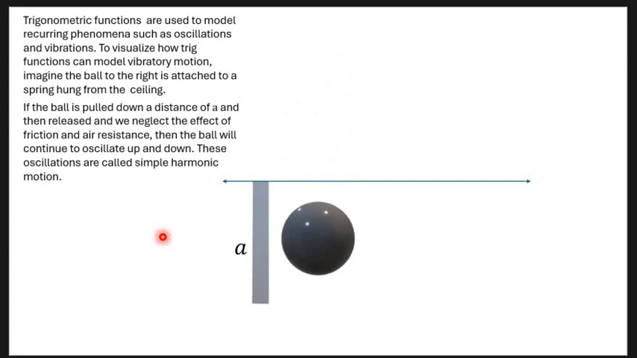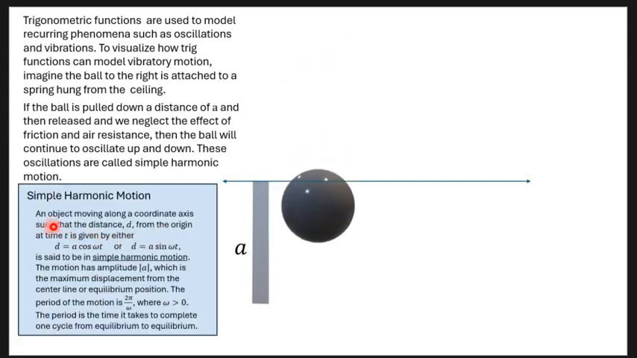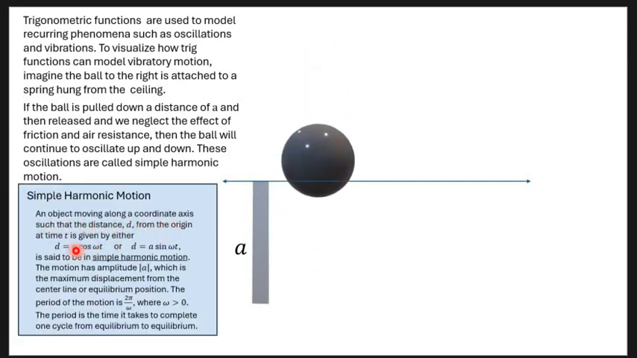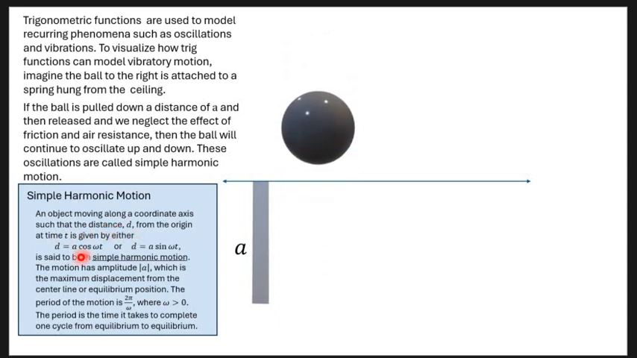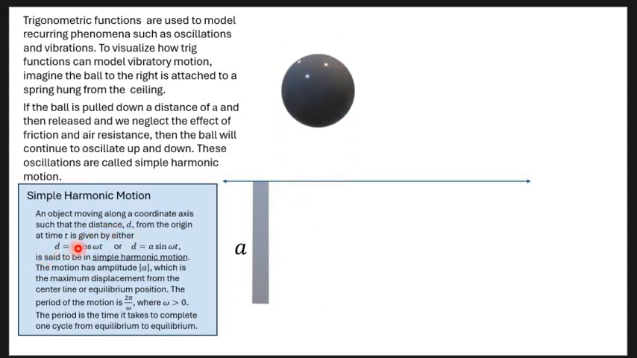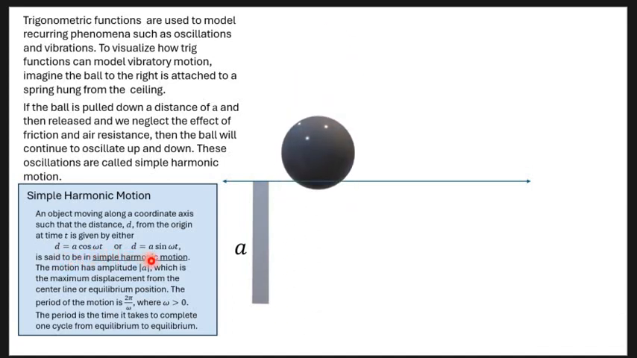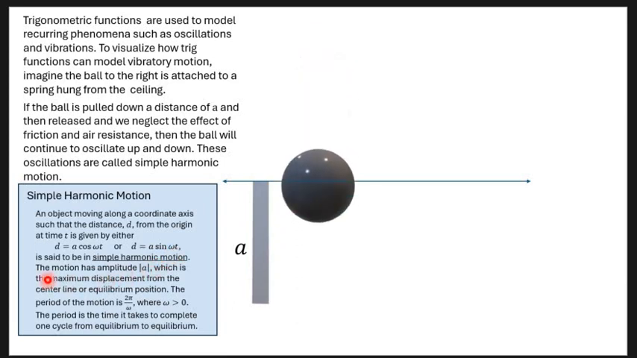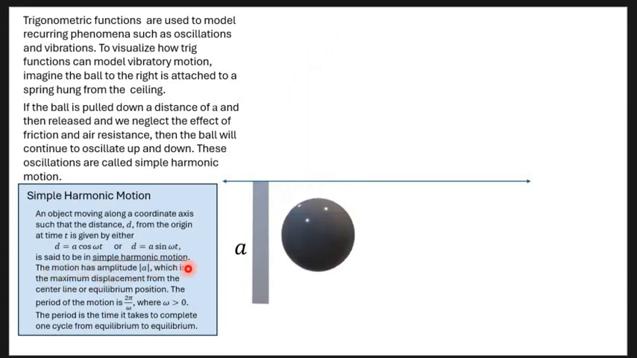Let's look at the definition. An object moving along a coordinate axis such that the distance d from the origin at time t is given by either d equals a times the cosine of omega t or d equals a times the sine of omega t is said to be in simple harmonic motion.